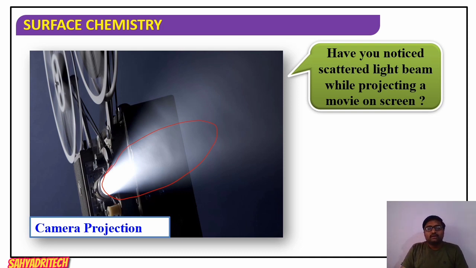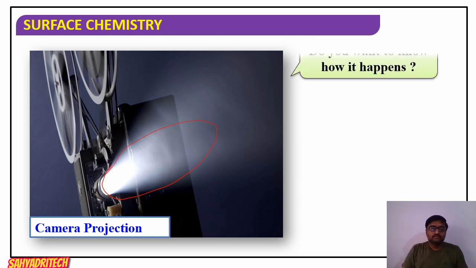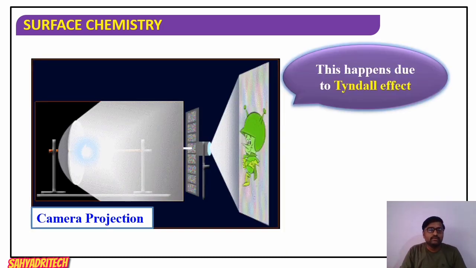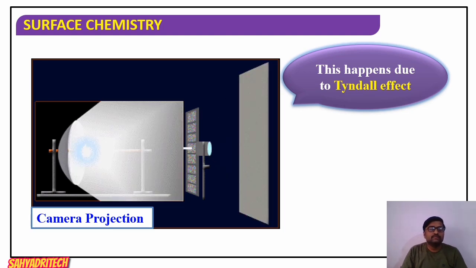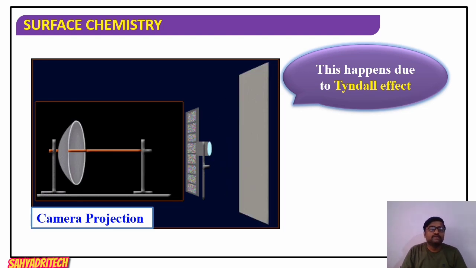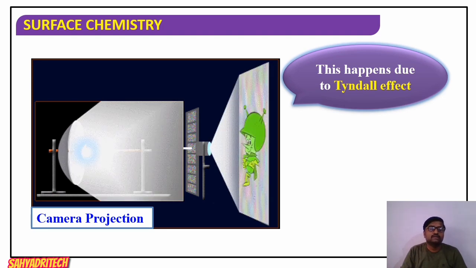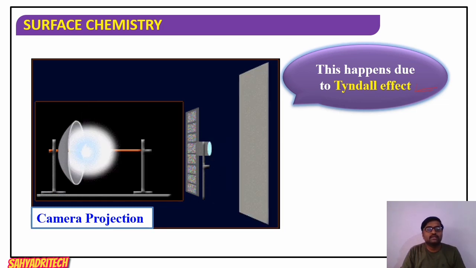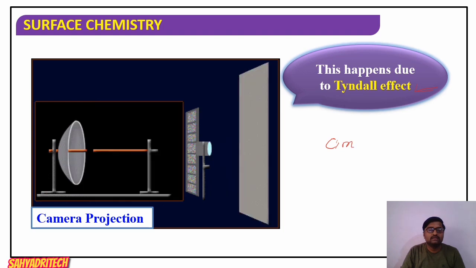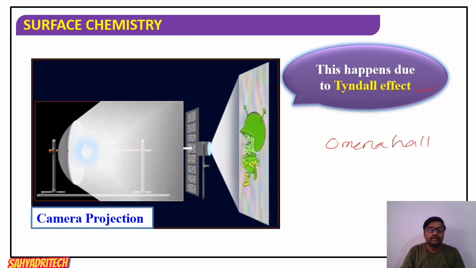So it is nothing but the scattering of a light beam. With the help of a projector, when you pass the light through the projector, a clear image is observed on a projector screen. Why does it happen? It is because of the Tyndall effect. Whatever things we observe, say in a cinema hall, we observe the projector path.